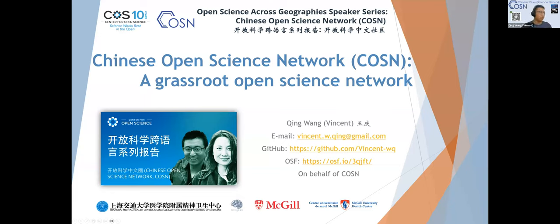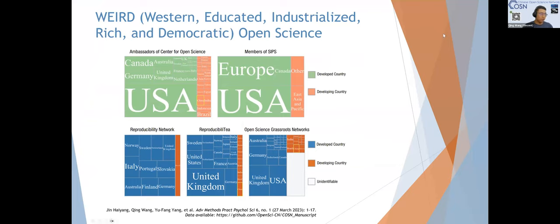Perfect. Okay. So thank you for the invitation, and I'm very honored to be here to give a small introduction on the Chinese Open Science Network on behalf of COSN. So let's get started. When we're looking at the open science community, we have a lot of open science organizations like the Reproducibility Network and open science grassroots networks. We also have large organizations, like the ambassadors of the Center for Open Science, and we have a lot of members there. When we look at where they come from, most of the time they are from developed countries, like the US, European countries like Germany and the UK, and also Canada and Australia, but we seldom see developing countries, especially countries from Latin America, from the Eastern world, or even from North Africa.